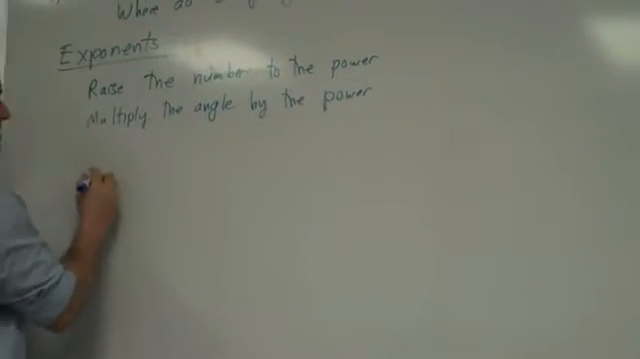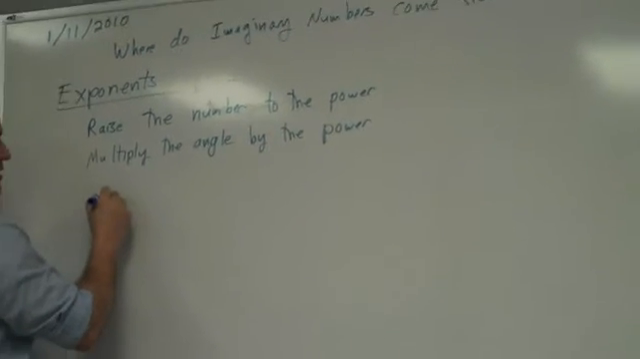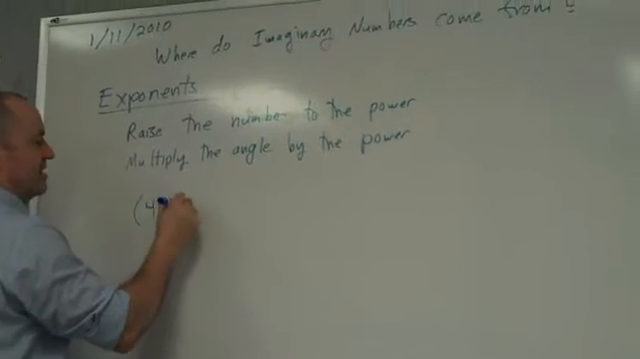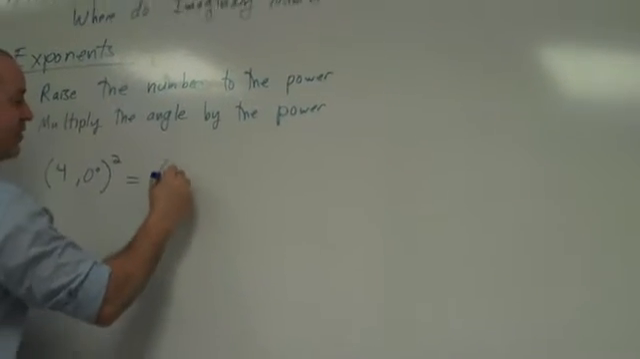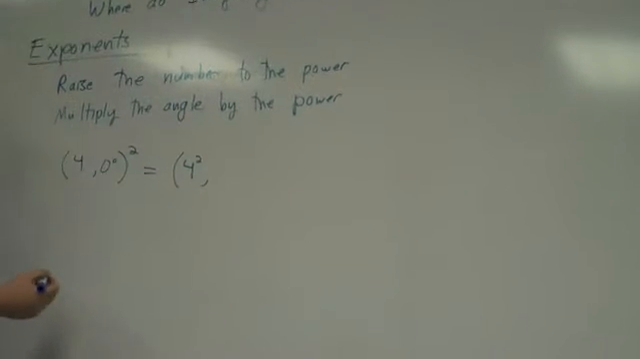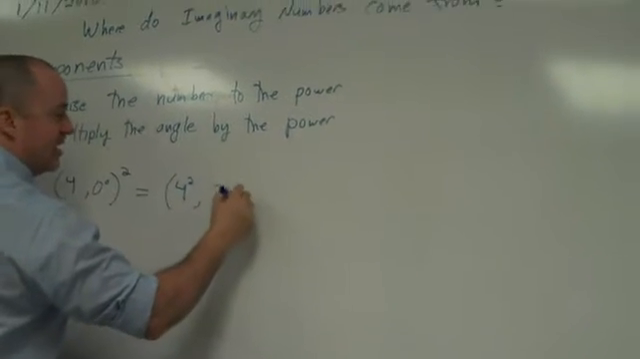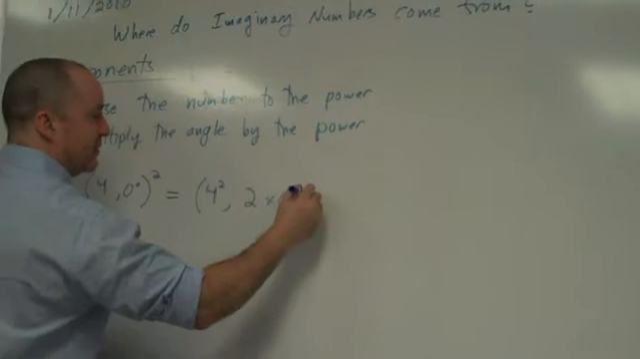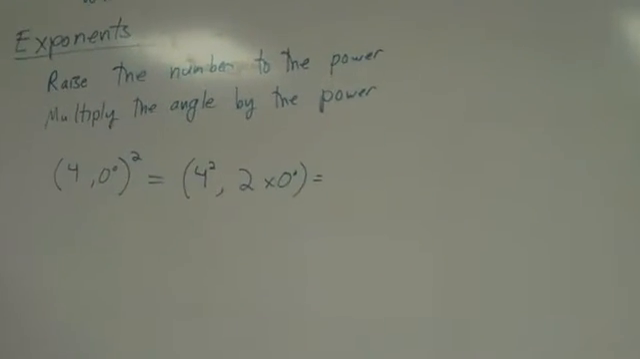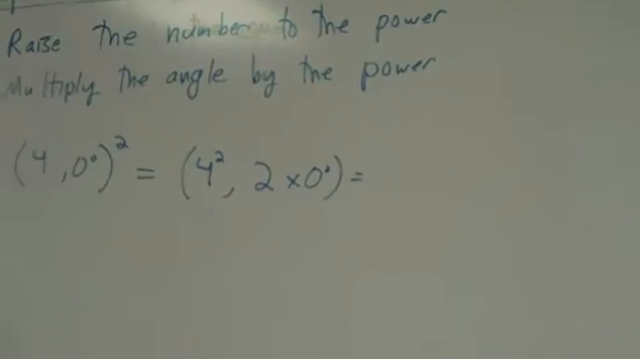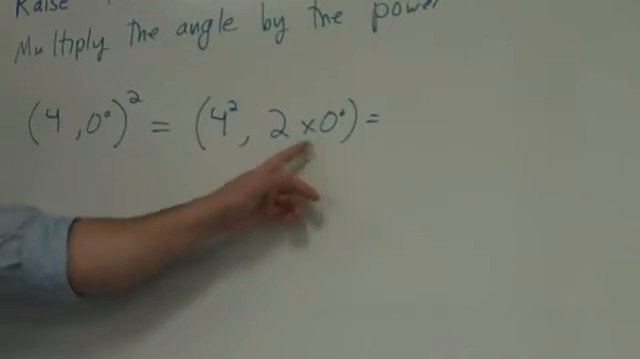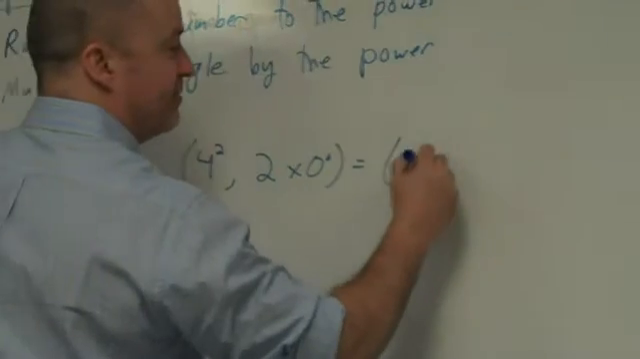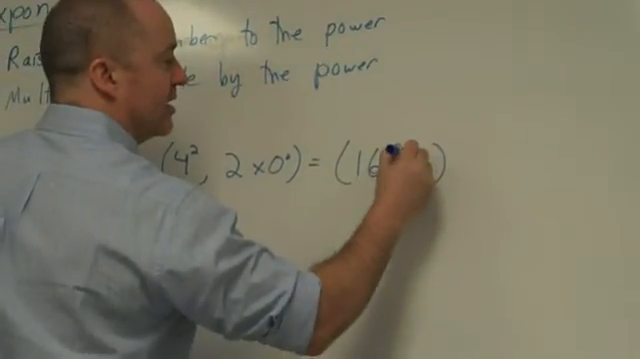So, for example, if I said 4, 0 squared, okay? Raise the number to the power means I make it 4 squared. Multiply the angle by the power means 2 times 0 degrees. Wait, wouldn't that be 16? That means 0 degrees times 2, you're saying, right? Hold on. No, just 16, 0. Yes. 2 times 0 will be 0, so it's just going to be 16, 0.